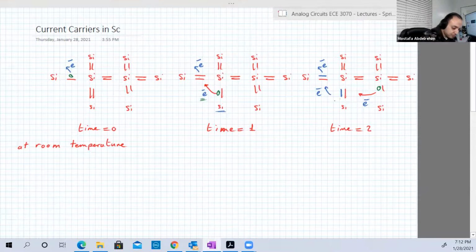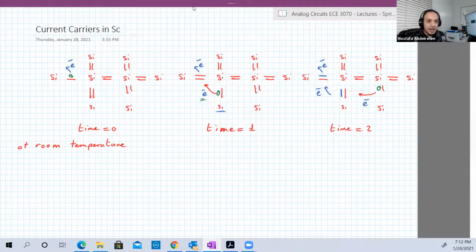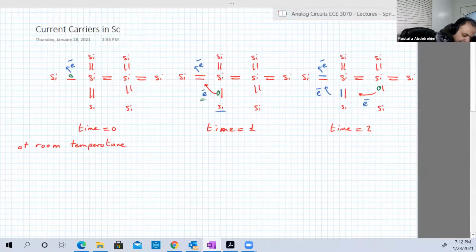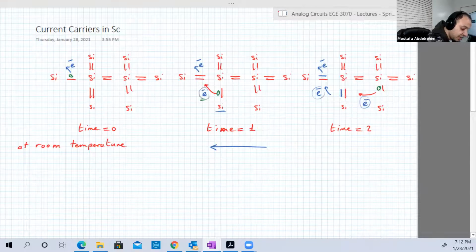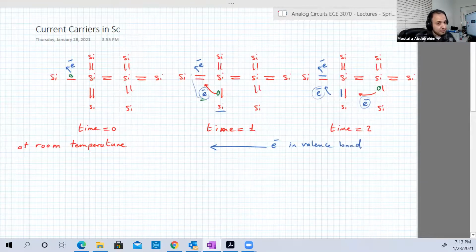So in the valence band we have another electron motion to fill these gaps. If we see the direction of this motion, it will be in that direction. This electron moves to here, then the one here moves to here, and so on. So this is electron motion in the valence band. This is not the conduction band motion. This is another motion for the electrons in the valence band.